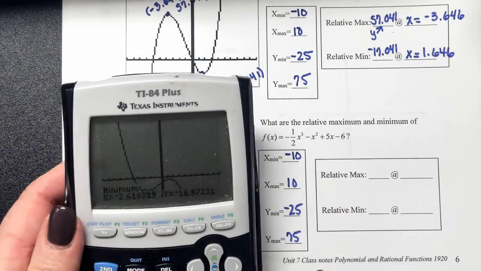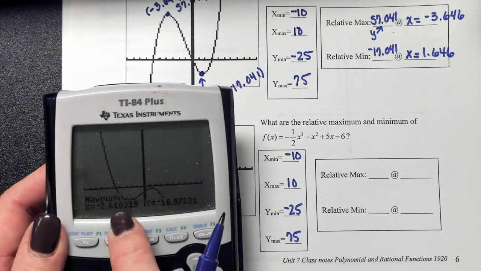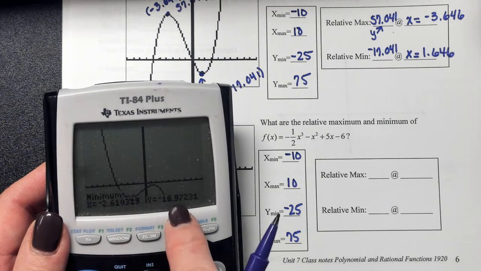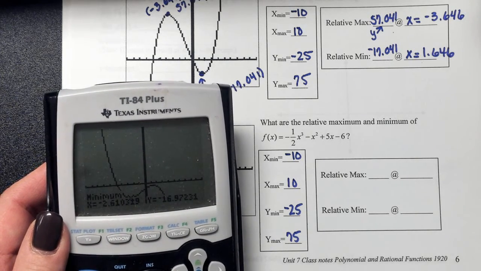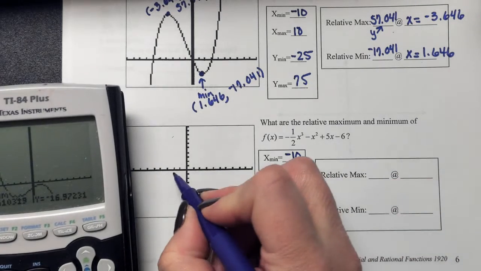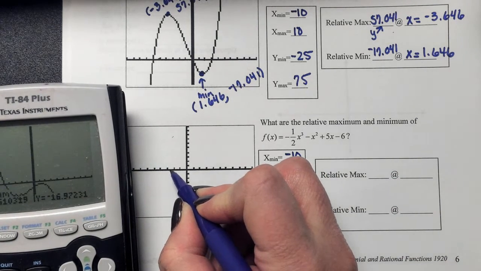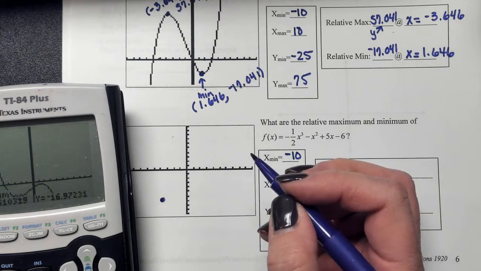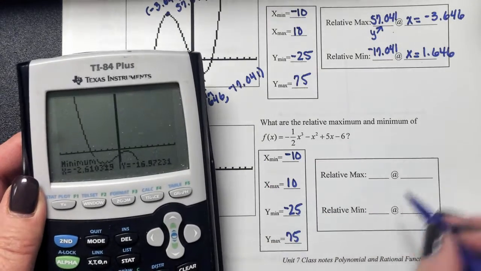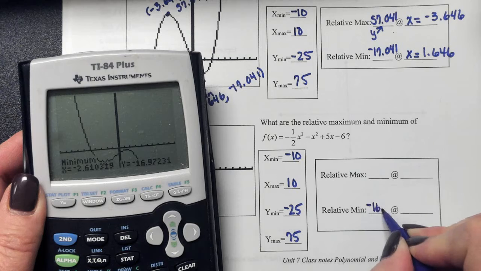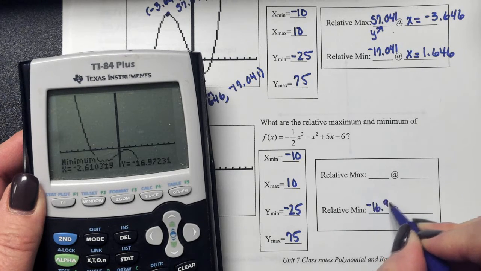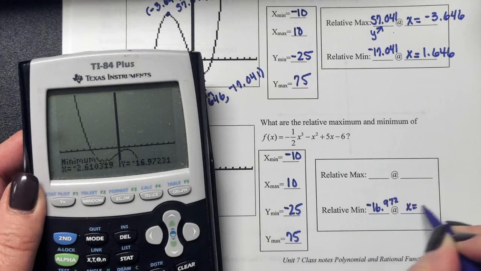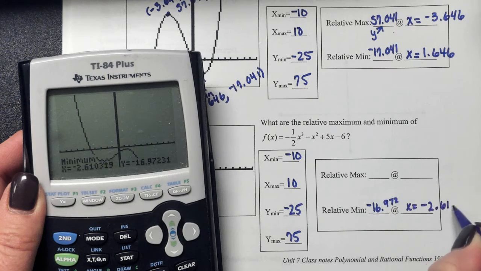So my minimum then is occurring at negative 2.610 and negative 16.97231. So again, if you wanted to sketch this, this is your negative 2.61, negative 16. So my relative minimum is negative 16.972, and it's occurring at x equals negative 2.610.